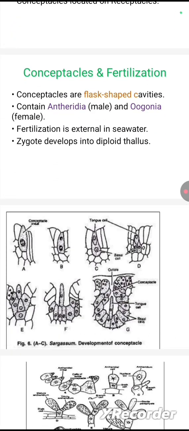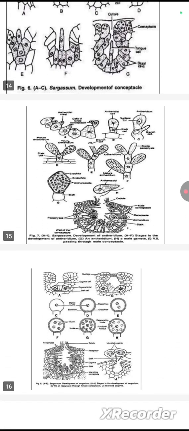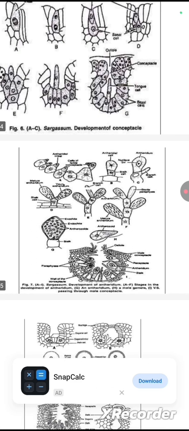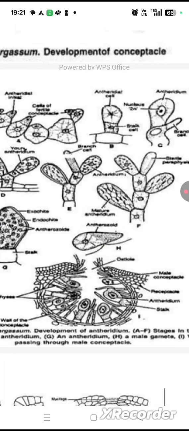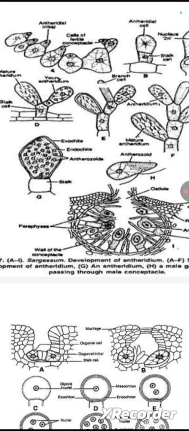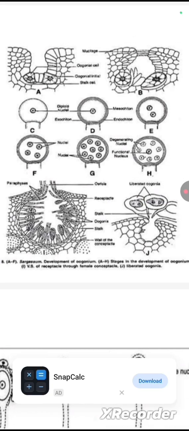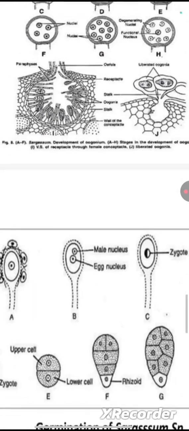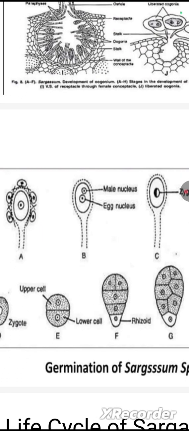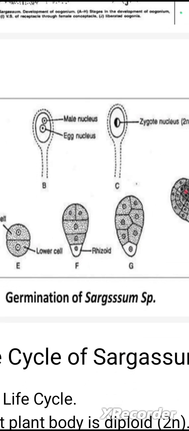This picture shows how Sargassum develops its conceptacle. And this picture shows how Sargassum produces its antheridium, and the stages are well explained. And this picture shows the development of oogonia and its stages. And this is the fertilization process. After that, the germination of Sargassum takes place.